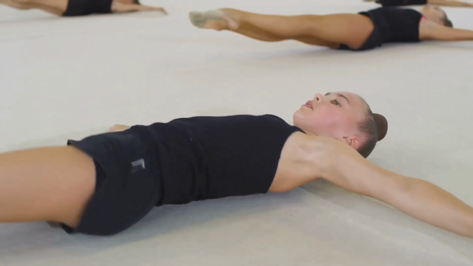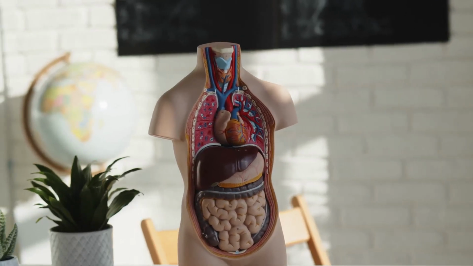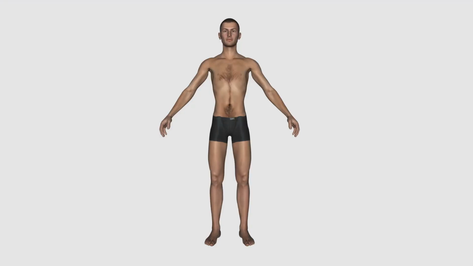Next in line is the frontal plane. This is also sometimes called the coronal plane. It divides your body in a different direction. It splits you into distinct front and back sections.